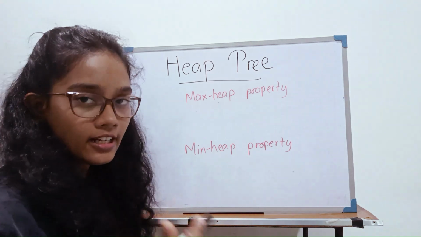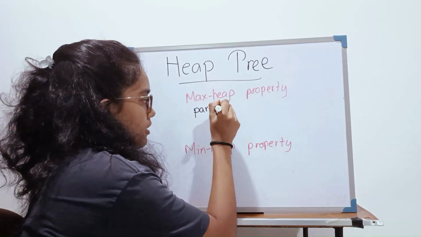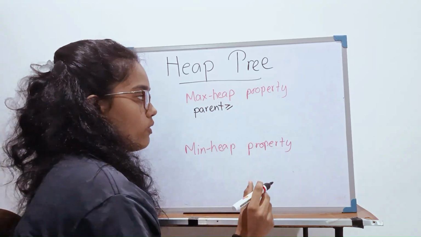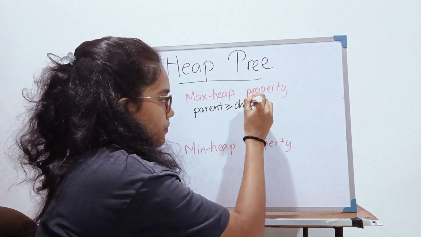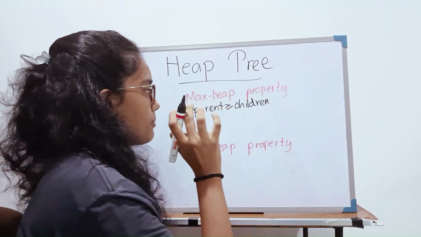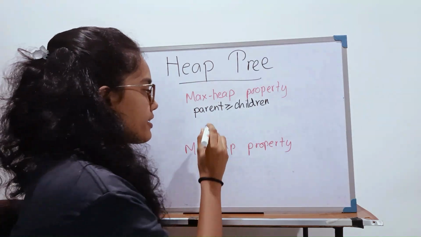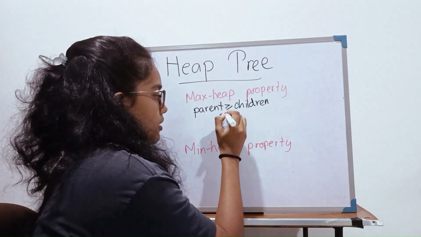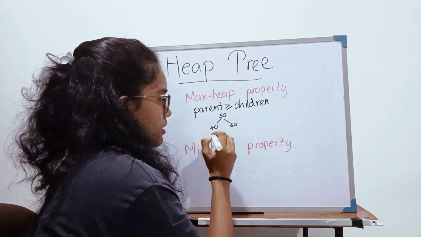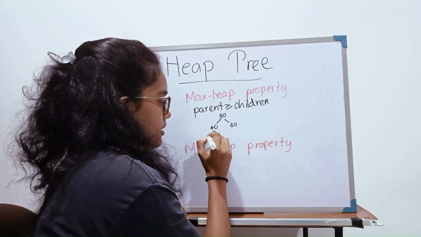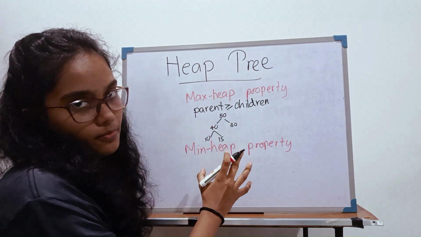children. That means the parent must always be greater than or equal to its children. So the maximum value is always at the root. So for an example, this can be taken as a max heap.